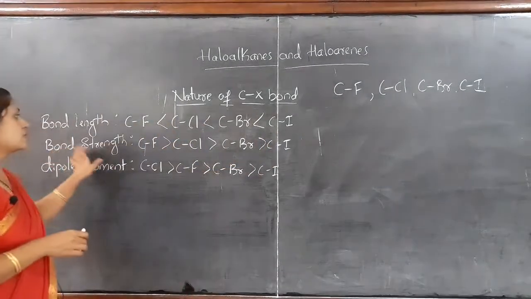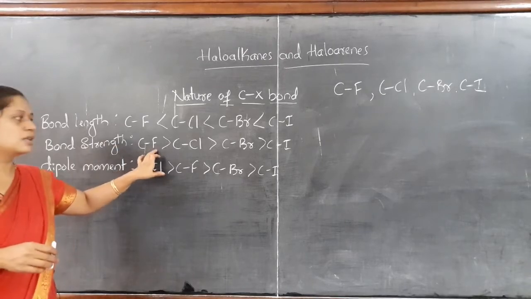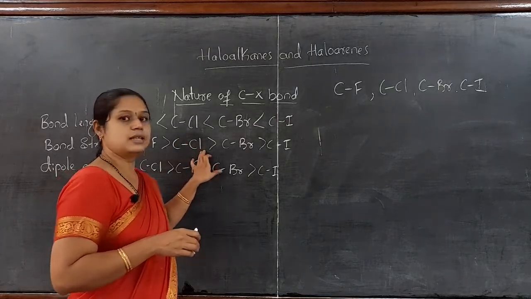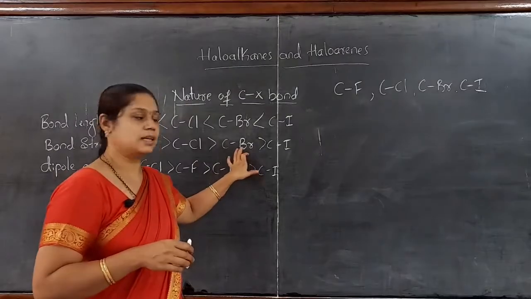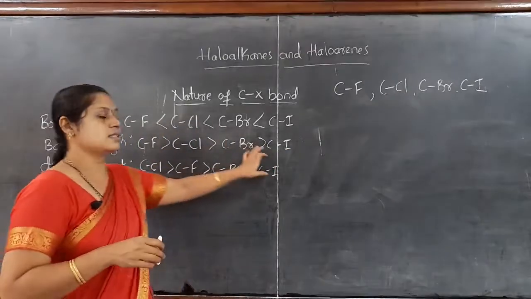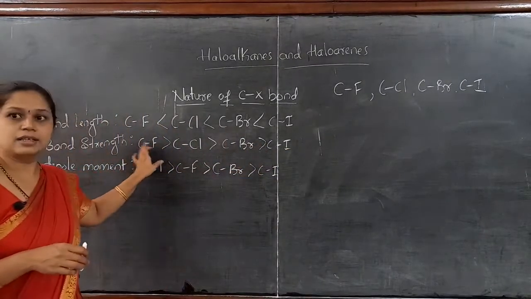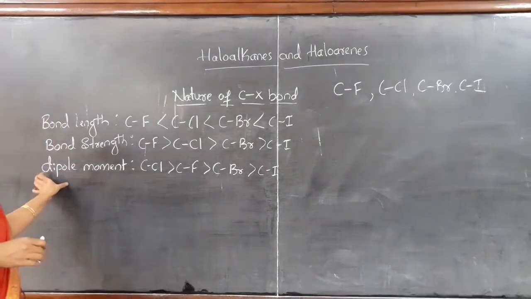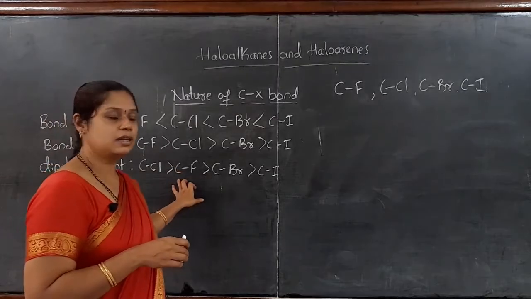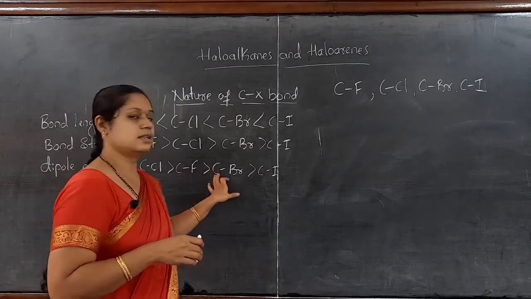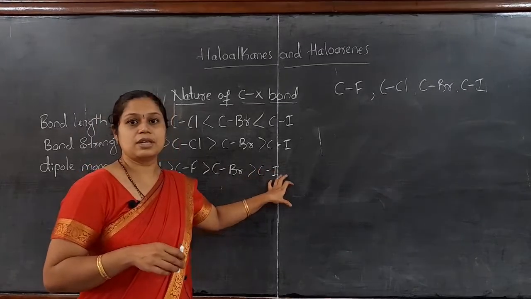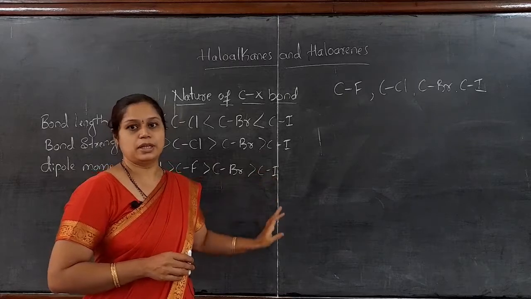When we see the bond strength, carbon-fluorine is more than carbon-chlorine, carbon-chlorine is greater than carbon-bromine, and this is greater than carbon-iodine. So the bond strength is highest for carbon-fluorine. Next, for the dipole moment, carbon-chlorine is higher than carbon-fluorine, which is higher than carbon-bromine, and carbon-iodine has the least dipole moment.